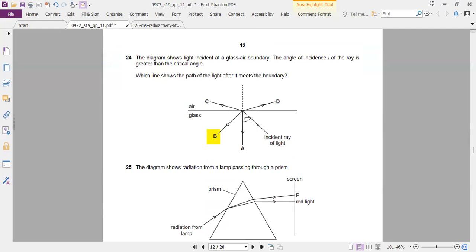Incident ray, angle of incidence, glass, and the angle of incidence is greater than the critical angle. So TIR is taking place, it will go like this.